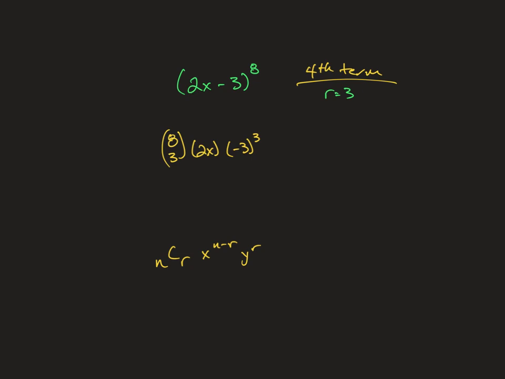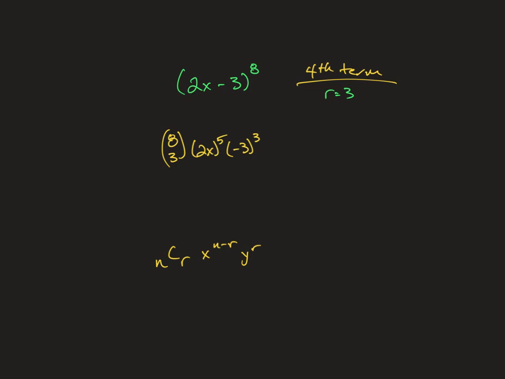Because now 2x is to the power of what? 5. I know some people are probably better than me. They can do 8 minus 3 and say 5 right there. I always do the second term as 3 and then figure out what I need to add up to 8. So now let's do some math. So what is 8 combination 3?